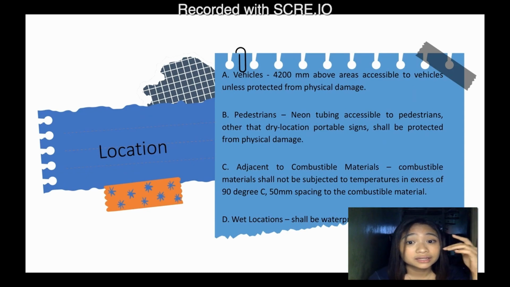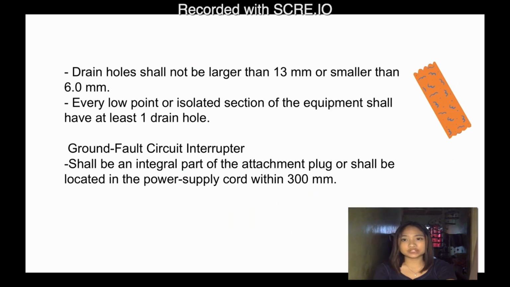Location for pedestrians: neon tubing accessible to pedestrians, other than in a dry location portable sign, shall be protected from physical damage also. Adjacent to combustible materials, signs shall not be subjected to temperatures in excess of 90 degrees Celsius, with 50 mm spacing to the material. Wet location enclosures shall be waterproof and have drain holes. A drain hole shall not be larger than 13 mm or smaller than 6.0 mm. Every low point or isolated section of the equipment shall have at least one drain hole.